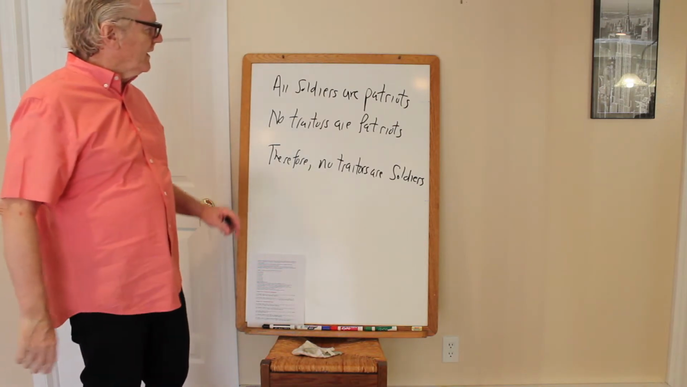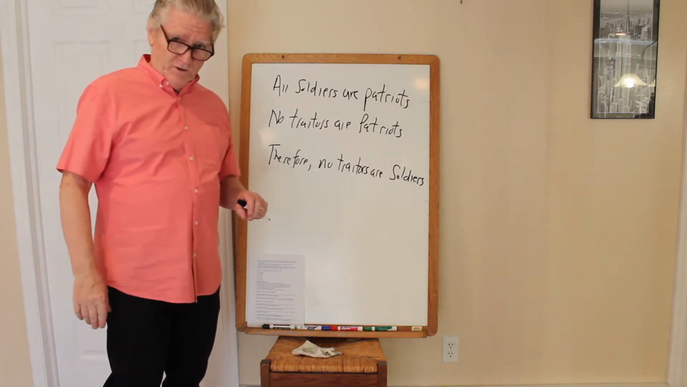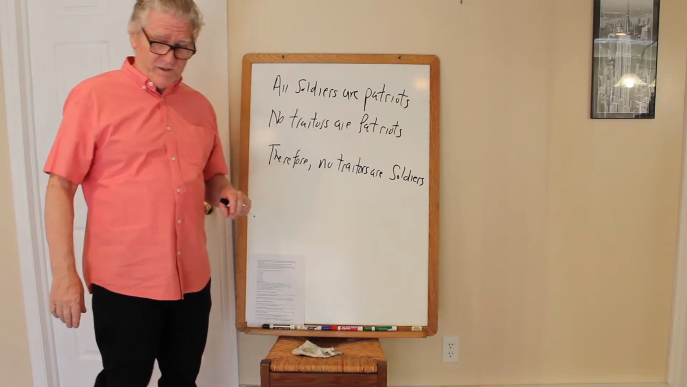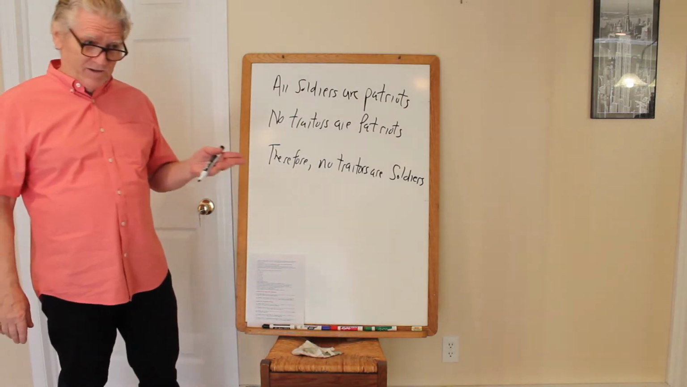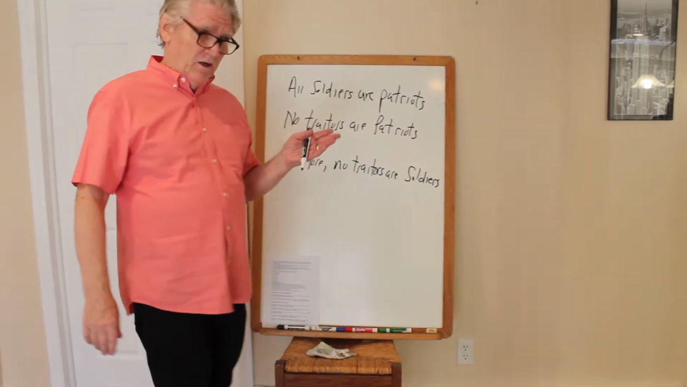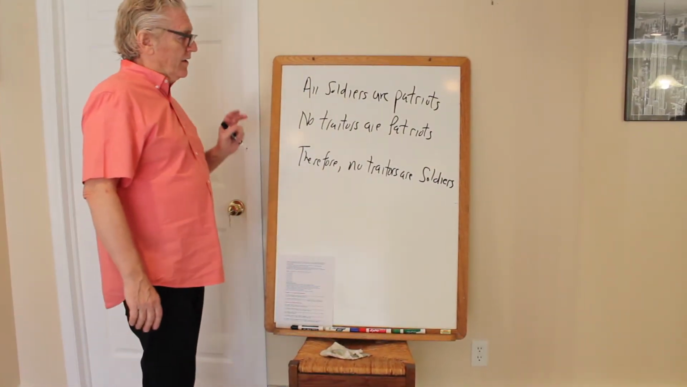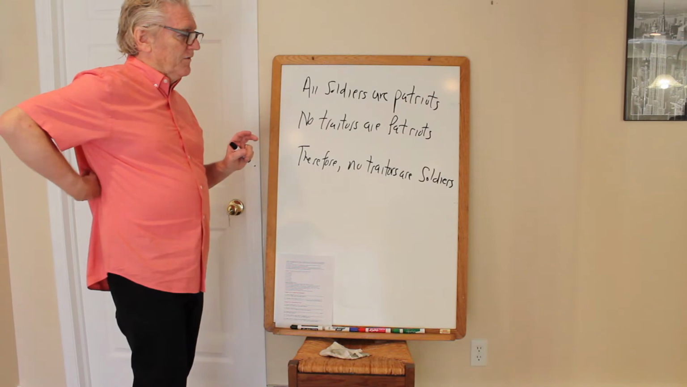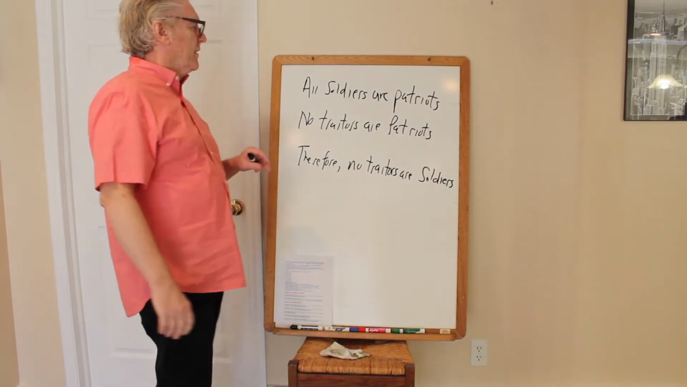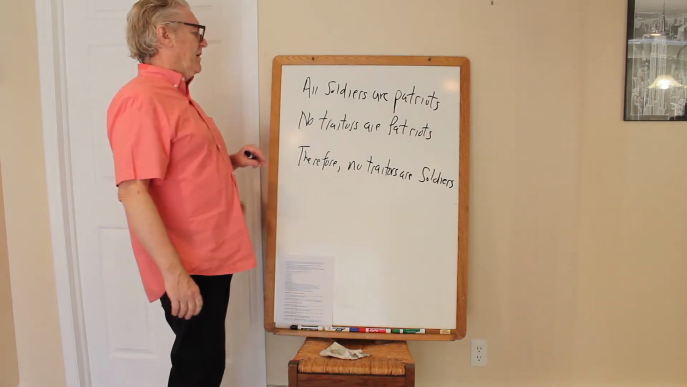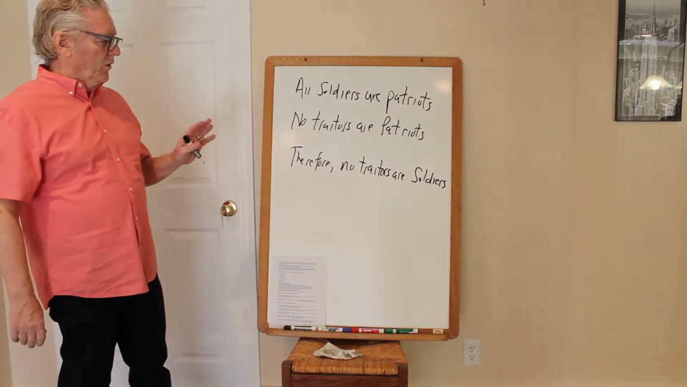I wanted to do chapter 5. We're going to talk about categorical syllogisms, which are deductive arguments with two or more premises. There's one right at the beginning of chapter 5 that looks like this: all soldiers are patriots, no traitors are patriots, therefore no traitors are soldiers.